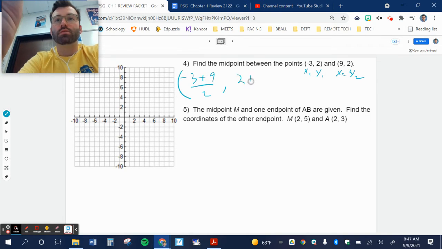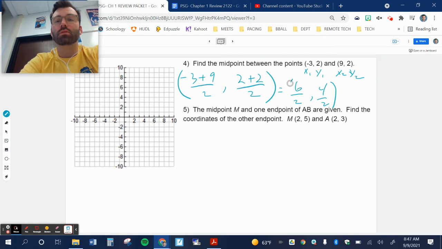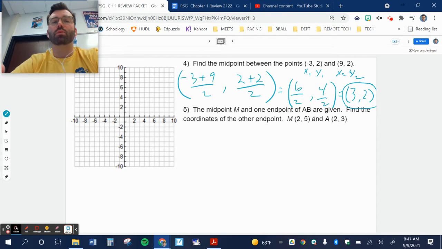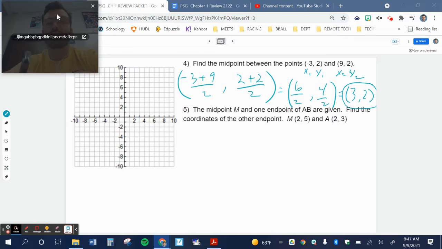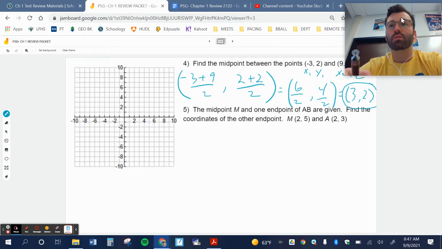Add my y's, 2 plus 2 over 2. -3 plus 9 is 6 over 2, and then 4 over 2. So my midpoint is 3, 2. Okay, remember we're finding the average of our x values and finding the average of our y values.